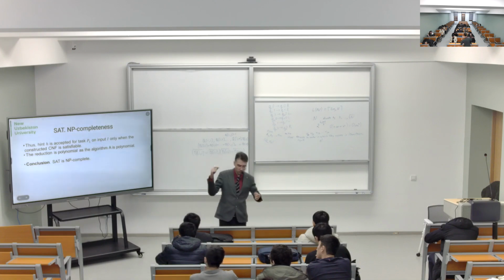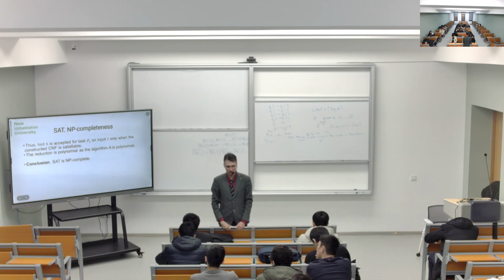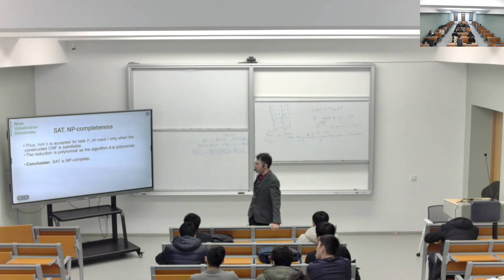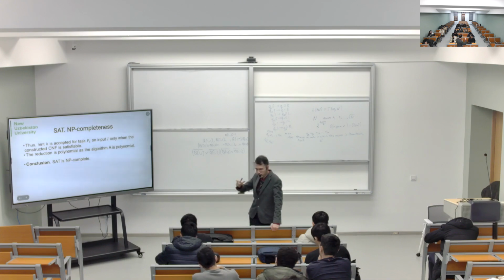So only if we reach the end of this Turing machine, if it halts and says yes, then we have this. So the reduction is polynomial as the algorithm A is polynomial. Let's discuss this. So what does it mean? We have a polynomial algorithm that works on this problem in polynomial time. The number of states of the algorithm is fixed. It does not depend on the length of the input. It just depends on the problem.